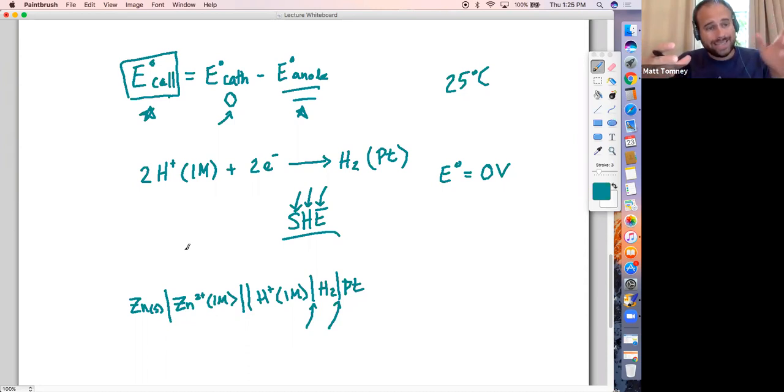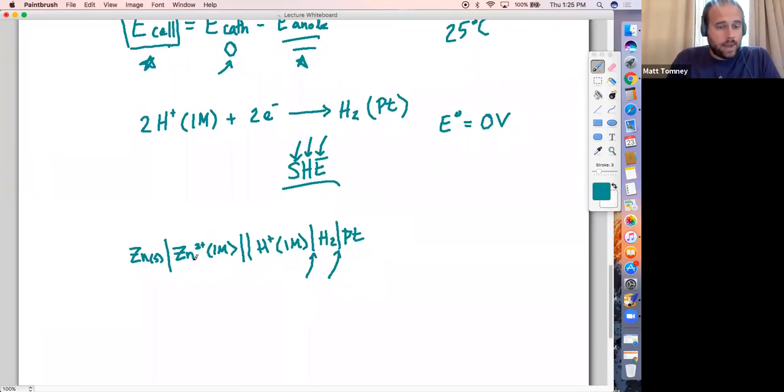All right. So this is writing out the battery or the cell for an SHE example, where I want to look at zinc and its potential. So I'm setting the hydrogen at the cathode end in order to 0 that out and find what I get. So I go through, I set up a solution like this. I've got, let's say, my zinc in aqueous solution.